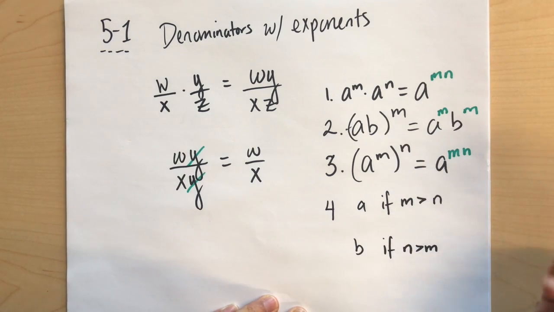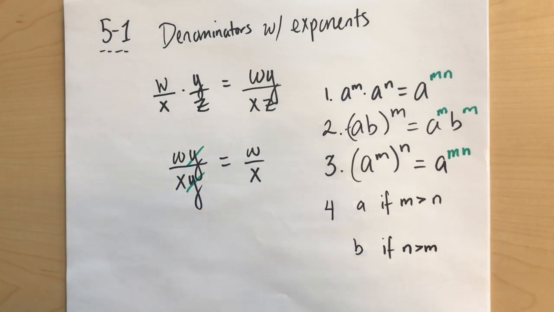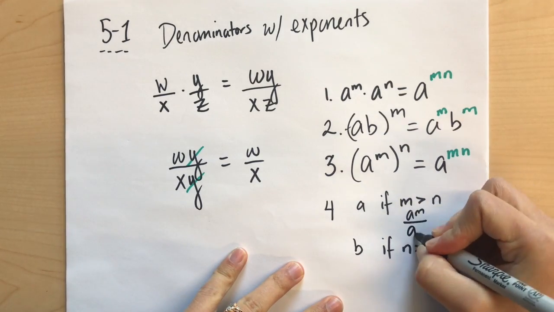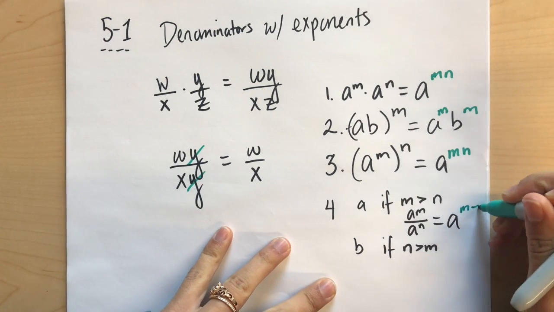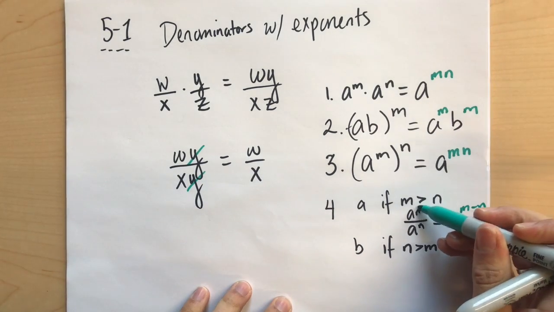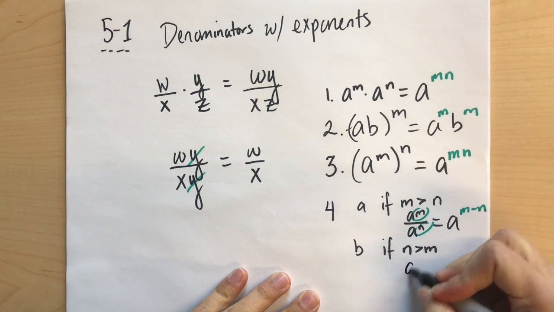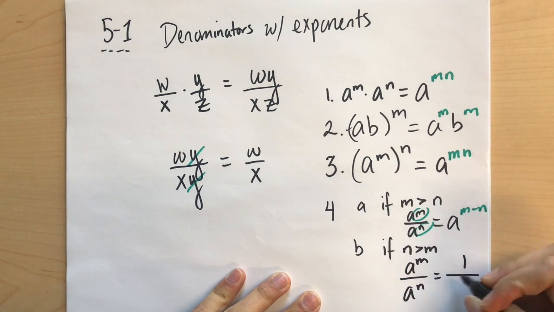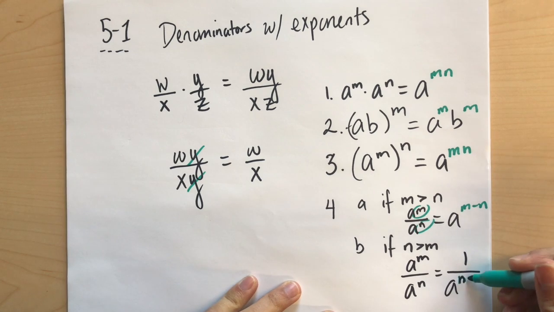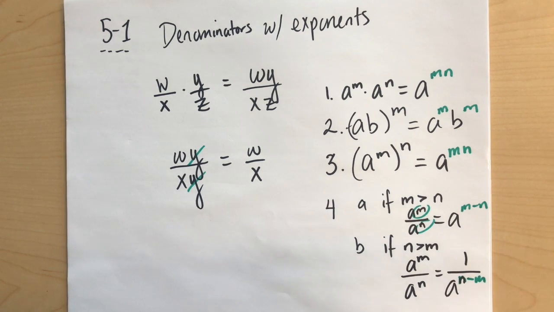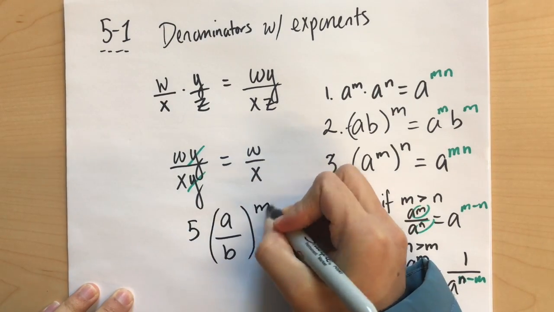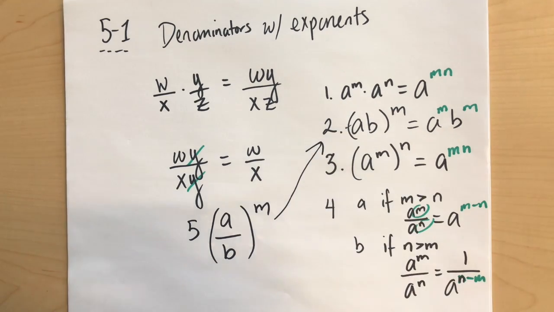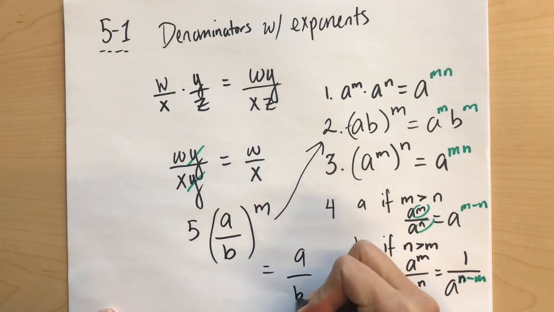Now we have a couple new rules. Suppose m is greater than n, and I have something like a to the m over a to the n. Then I'm going to subtract the exponents: the top exponent, which is bigger, minus the bottom exponent, which is smaller. Same thing, if the bottom exponent is bigger, then I'll do 1 over a to the bigger exponent minus the smaller exponent. It's pretty straightforward. I don't think you will have much of a problem with this. You can also think of canceling rather than subtracting, but sometimes knowing that you can subtract is also helpful.